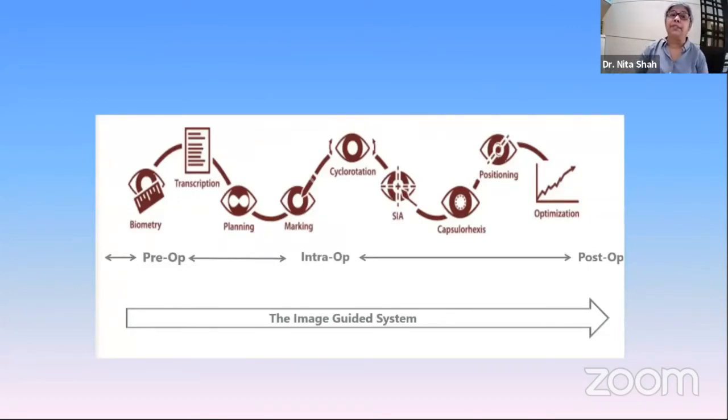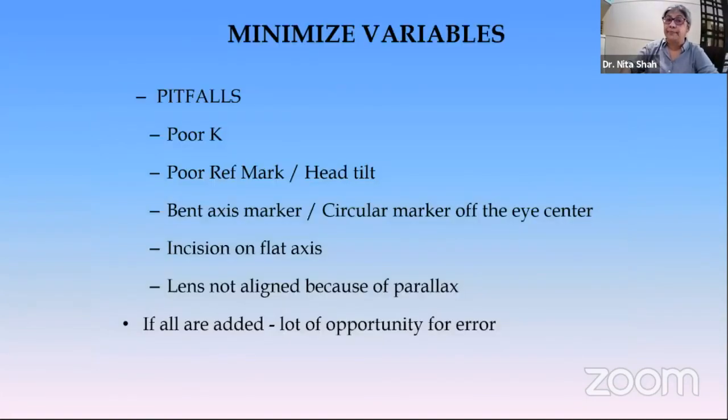This type of technology is possible because we are concentrating on the biometry, the analysis, planning the surgery, marking well, taking care of cyclorotation, factoring the SIA, having a rexis marker, positioning the lens, and in the end, analyzing our post-op results so that we can only become better. We need to take care of all the variables. They may be very small at each level, but if all are added, there is a lot of opportunity for error.